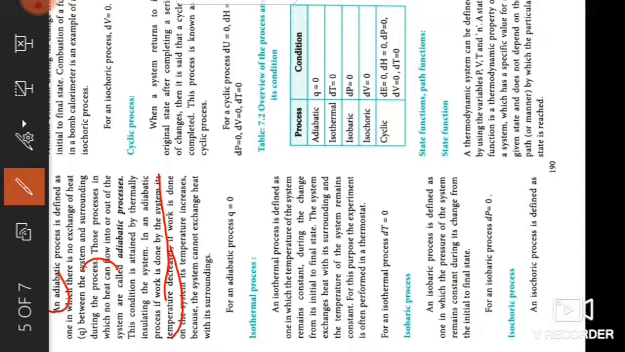So in an adiabatic process, the heat absorbed is equal to 0. What is Q? Q is equal to 0.